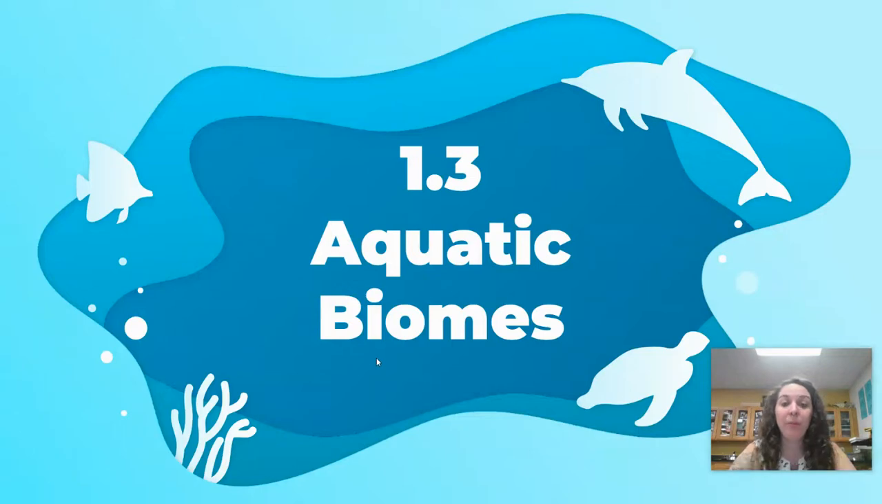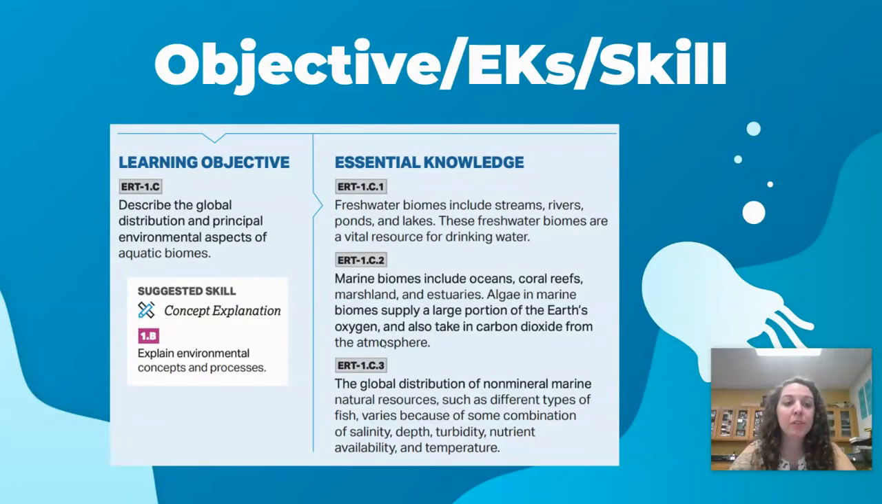So 1.3 is going to be our aquatic biomes. We're going to pretty much be doing the same thing here as we just did, except instead of focusing on terrestrial biomes, we're looking at aquatic biomes. So our freshwater biomes are going to include streams, rivers, ponds, lakes, and these are really important sources of drinking water.